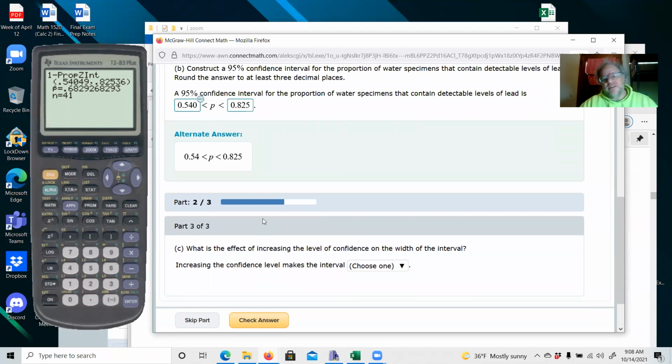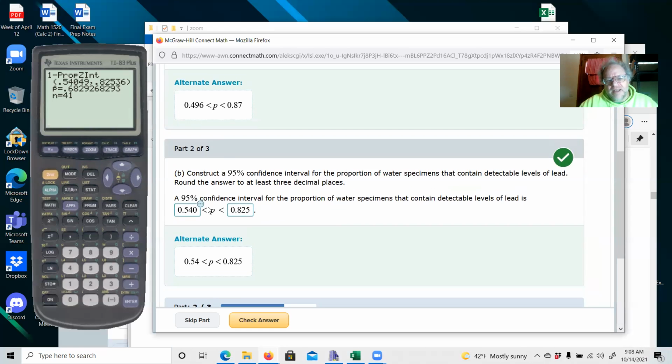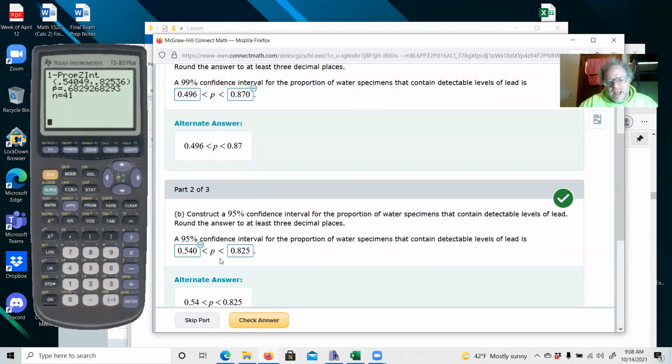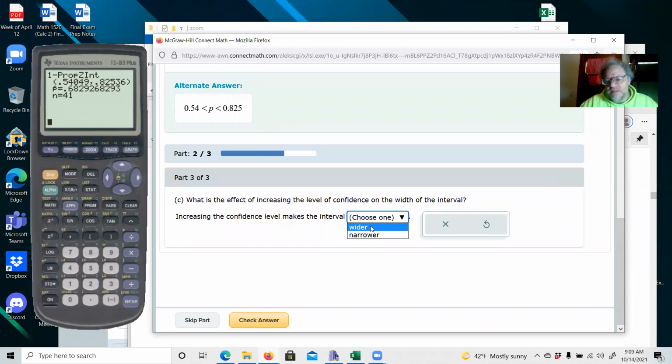What is the effect of increasing the level of confidence? Well, going from like a 95 to a 99, what happens to the interval? Right? We're going from 0.54 to 0.9496. So 54% to 50%. And then we're going from 82.5% to 87%. Okay. So this got wider, right? Made the thing wider.